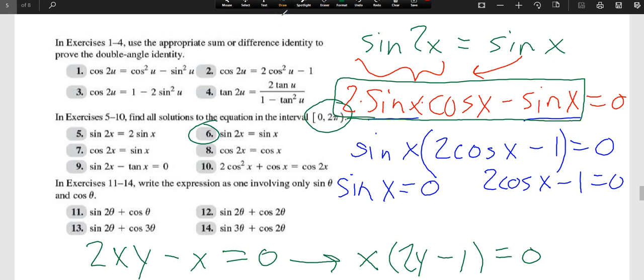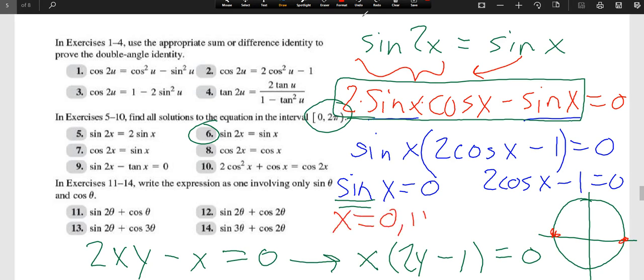If sine of x is 0, does that mean it's pi over 2 or does that mean it's 0? Well, this is a y value, isn't it? Sine is a y value. So if I go to my circle and I'm looking for y values that are equal to 0, one would be there and one would be over here. So 0 and pi would be 2 of my answers.